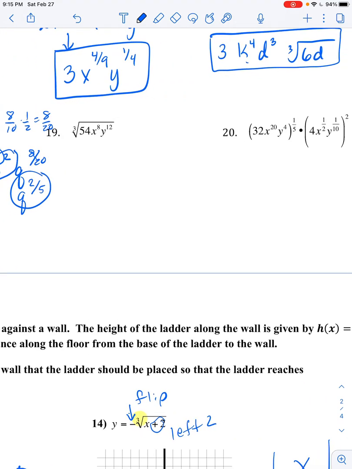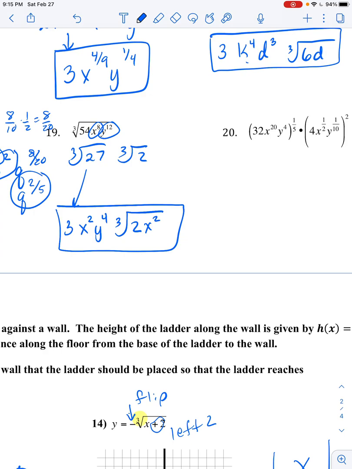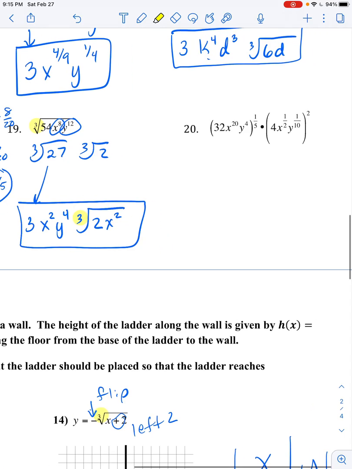We are winding down finally. So I've got a radical. 54 is not a perfect cube, but 27 is. Multiplied by 2, it becomes 54. So from this, a 3 comes out and a 2 is stuck in. 8 x's, how many groups of 3 would that be? Well, that would be 2 groups of 3, which is 6, leaving me with 2 inside. 12 y's, how many groups of 3? 4. No leftovers. I'm done. Check that I used the same index in my answer as was in the question.